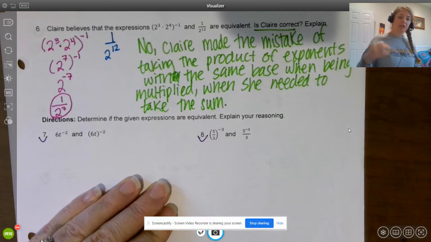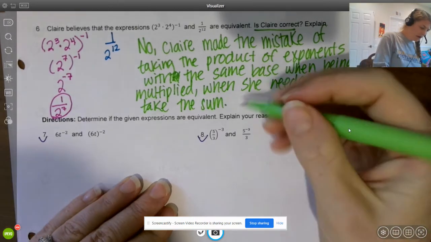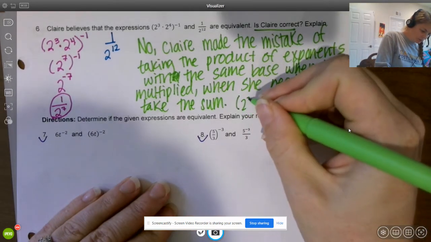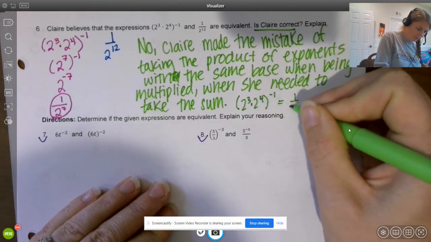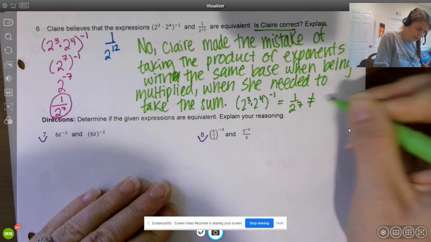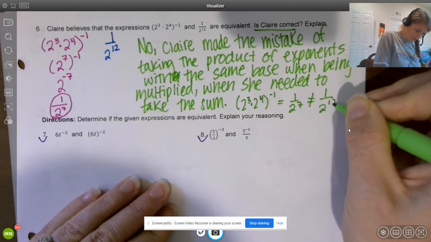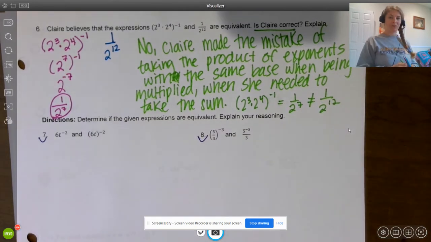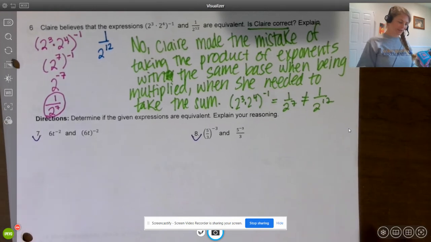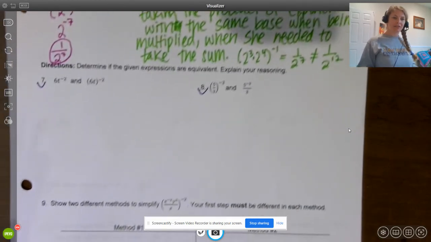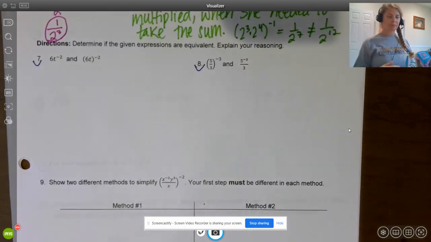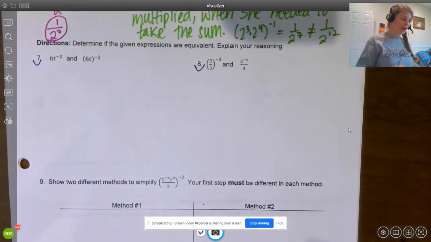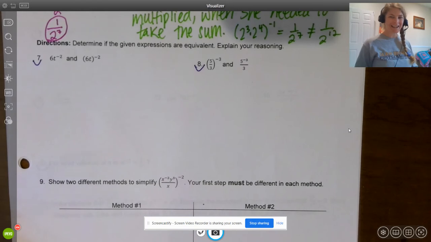And we can continue with our numbers, giving that numerical evidence. 2 to the third times 2 to the fourth to the negative 1 is equal to 1 over 2 to the 7th, which does not equal 1 over 2 to the 12th. Great explanation, many mathematicians. Okay, I'd love you to take a look at 7 and 8. Determine if these expressions are equivalent to each other. Don't make the same mistake Claire did.